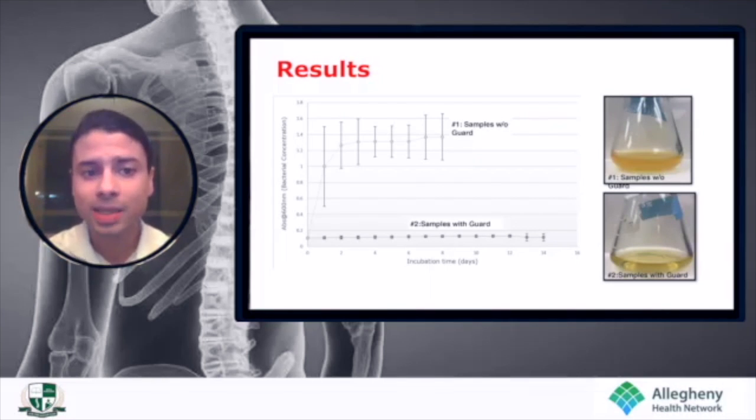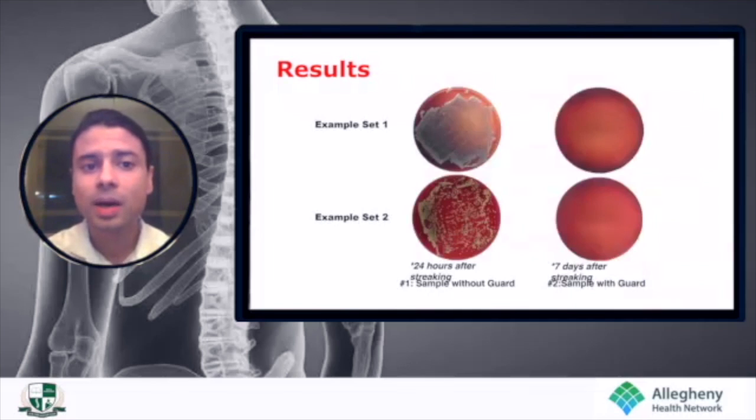Similar to the spectroscopy studies, streaking studies also showed bacterial colonies with unguarded screws within a period of 24 hours. However, the guarded screws showed no such appearance of colonies for the entire duration of the experiment, which was 7 days. We couldn't continue this experiment until 14 days because the petri dish would dry up.